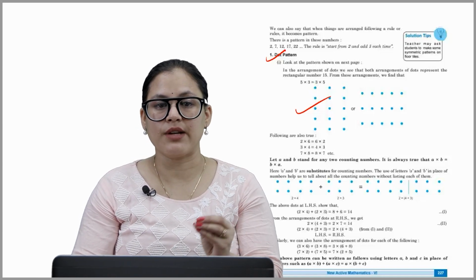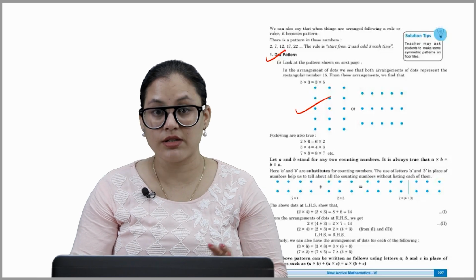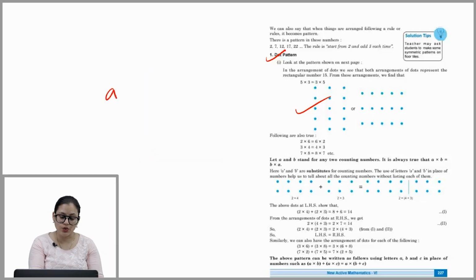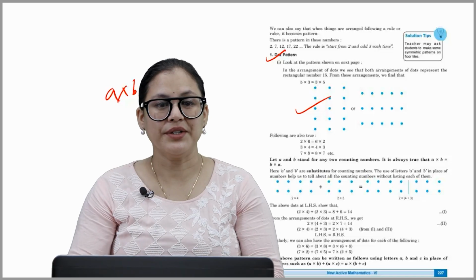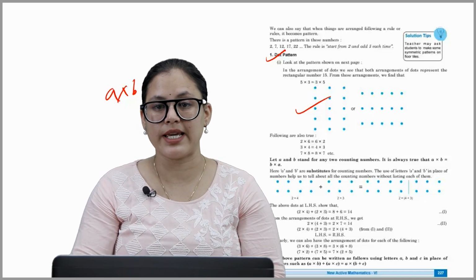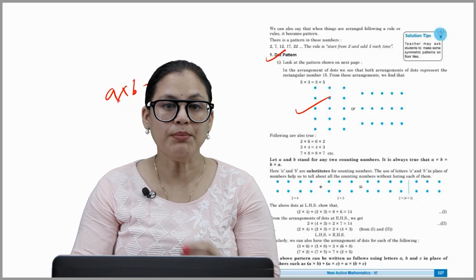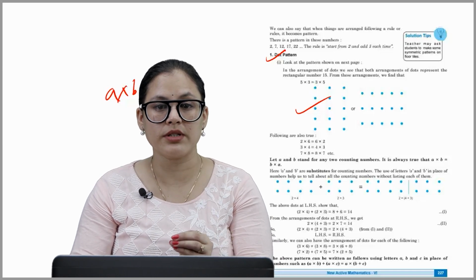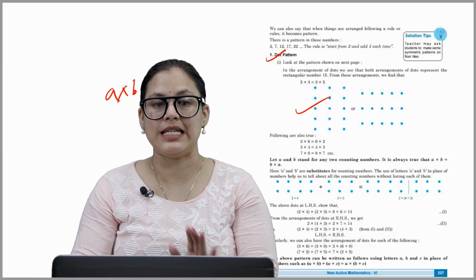Let A and B stand for any 2 counting numbers. It is always true that A into B is equal to B into A. Here A and B are substitutes for counting numbers. The use of letters A and B in place of numbers helps us to talk about all the counting numbers without listing each of them.